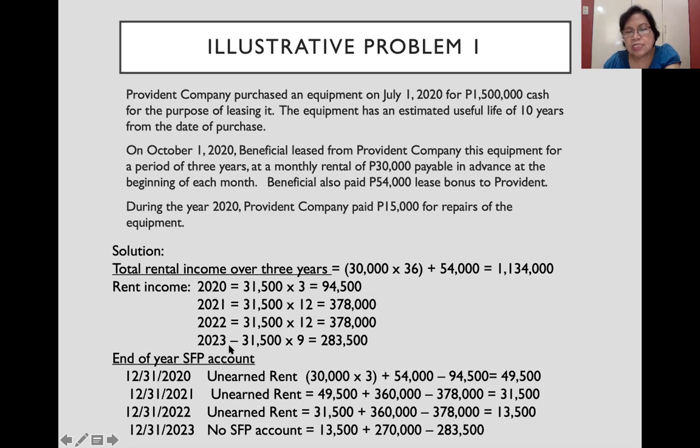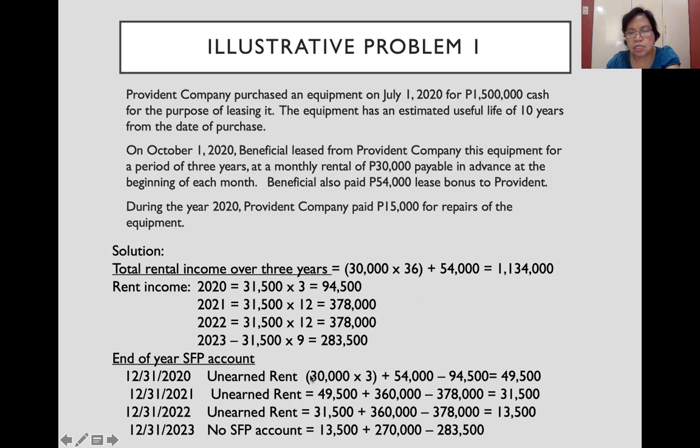Then, the remaining last 9 months of the lease contract would be for the year 2023, that is up to September 30, 2023. Therefore, 31,500 times 9 is 283,500. So, 1,134,000 total collection will be recorded as rent income, 94,500 in 2020, 378,000 in 2021, 378,000 in 2022, and 283,500 in 2023. However, collection may not be the same amount as rental income.